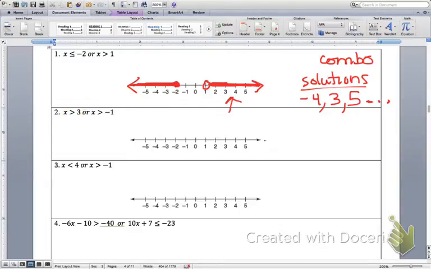So at 3, I'm going to put my open circle. And it says greater than 3, so I'm going to go to the right. So these are all my solutions here: 4, 5, 6, 7, 8, 9, 10.